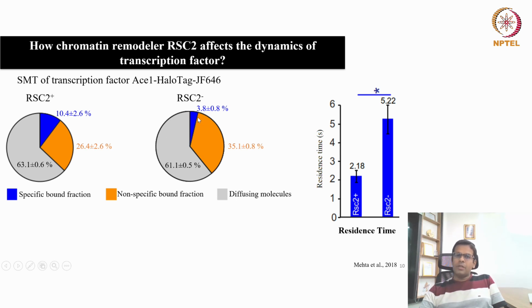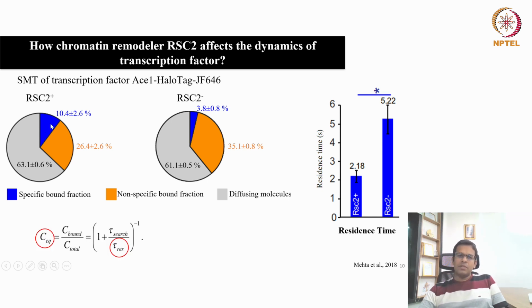Interestingly, we measured the residence time, and we observed that in the absence of the chromatin remodeler, the residence time has increased from 2.18 seconds to 5.2 seconds. So here a small fraction is binding, but it is binding with a long residence time. These molecules are staying there for a longer time compared to these molecules.